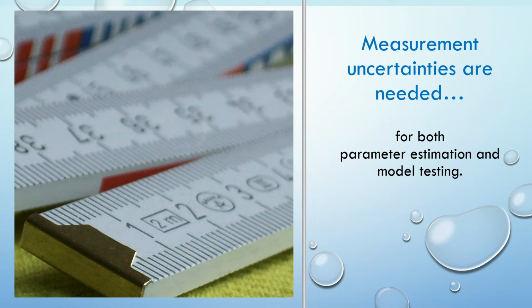To accomplish both parameter estimation and model testing, we need reasonable estimates of measurement uncertainties. If we don't know the uncertainties in our data, we can't be sure our best parameter estimates are meaningful. And if we don't know measurement uncertainties, we can't possibly test a model since almost any model will fit data with large uncertainties. Hence, common to both parameter estimation and model testing is the need to have reasonable estimates of measurement uncertainties.